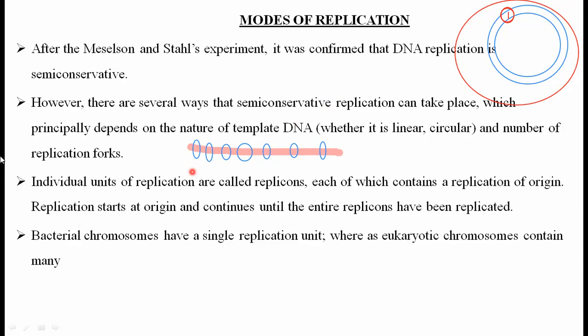So please understand this. Origin of replication is the point where the replication starts. And the number of replication origins is different in prokaryotes than in eukaryotes.